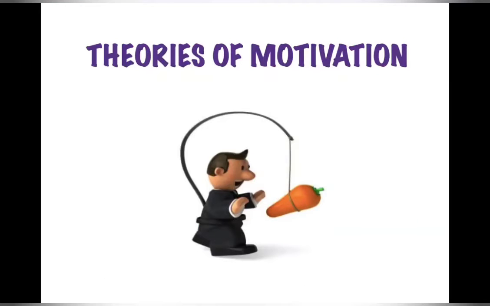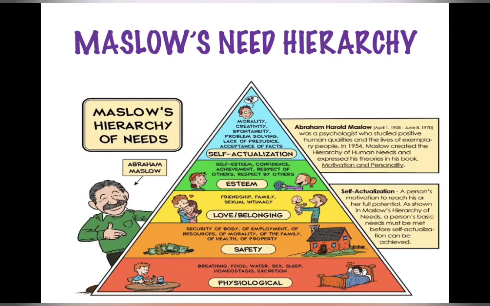Now, let's move on to the theories of motivation. This very important theory was given by Abraham Maslow. He was a psychologist who studied the positive human qualities and the lives of exemplary people. In 1954, Maslow created a hierarchy of human needs and expressed his theories in his book Motivation and Personality. Maslow gave a hierarchy of needs in a pyramidal structure in which he explained how needs can be classified and how we achieve different needs.